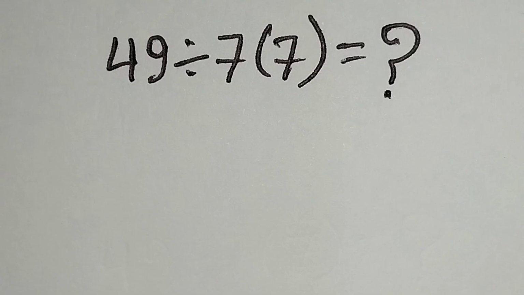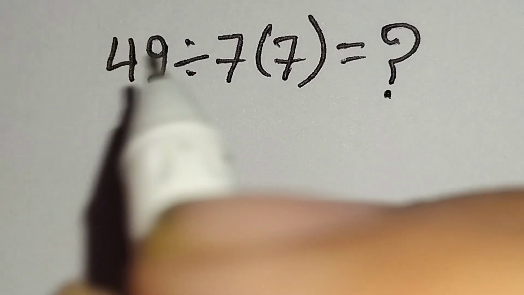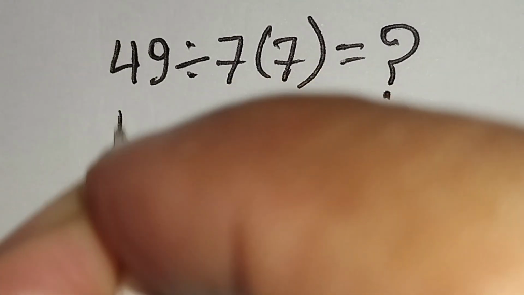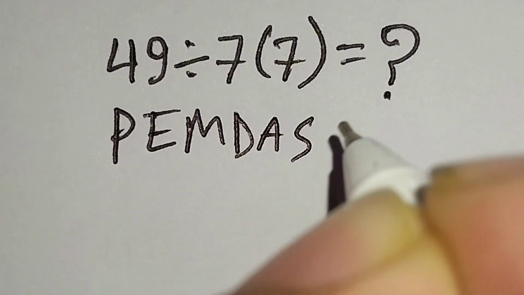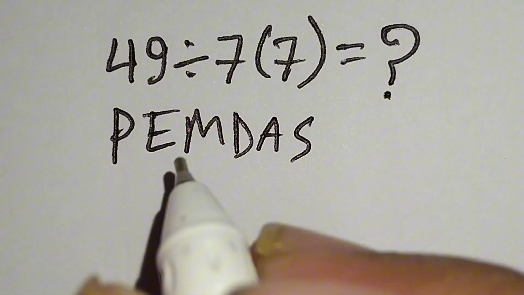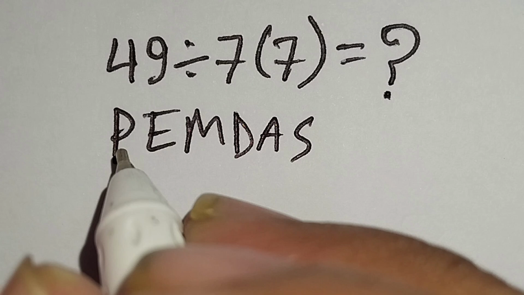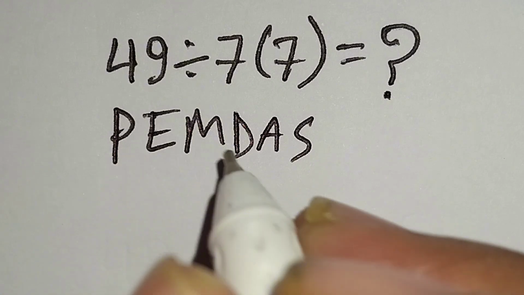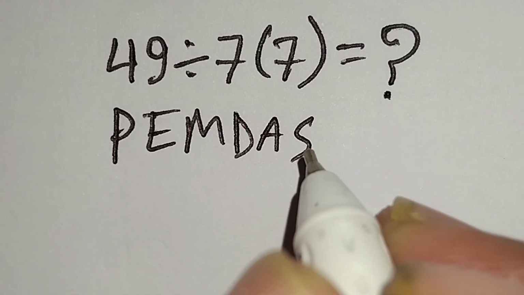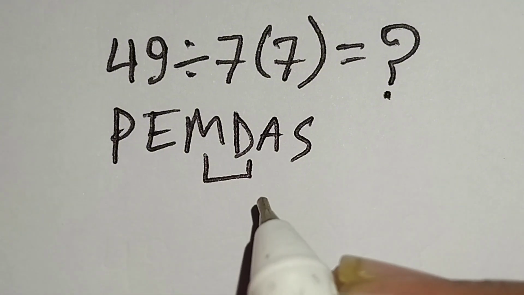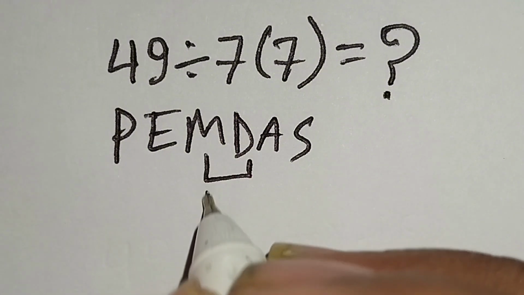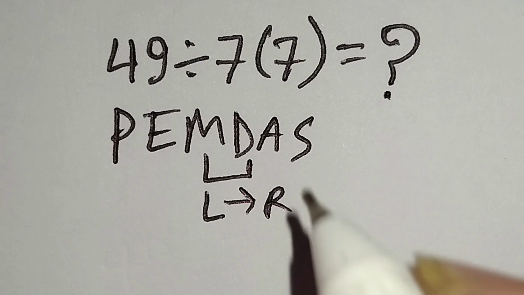Now I will apply the PEMDAS rule to solve this math correctly. PEMDAS. According to the PEMDAS rule, at first we have to work with parentheses, then exponent, then multiplication or division, then addition or subtraction. Remember, multiplication and division have the same priority. For this we have to work left to right.